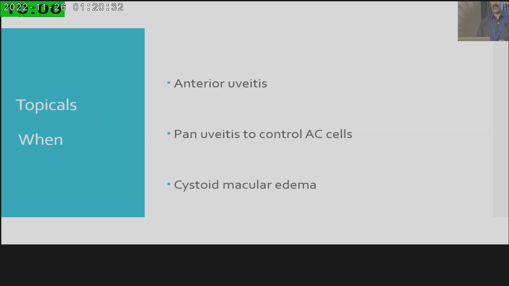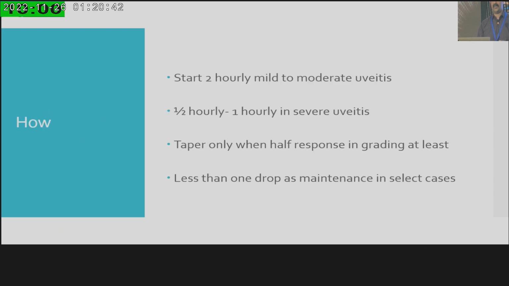So when do you use topicals? Mainly for anterior uveitis. Always start with topicals, and sometimes whenever you have pan-uveitis or posterior uveitis with spillover AC cells, and also in cystoid macular edema. So for any form of steroid treatment, the main principle is always hit hard. Start with the maximum dose. So usually it is started 2 hourly, even if it is mild to moderate uveitis. And for severe cases, you may go up to half hourly or even once in 15 minutes.